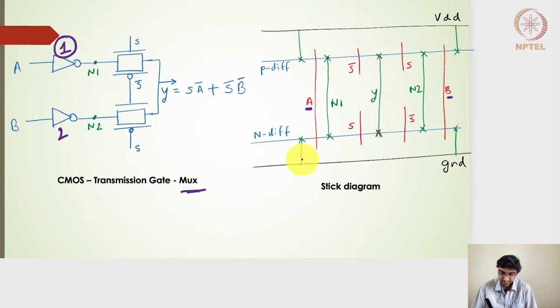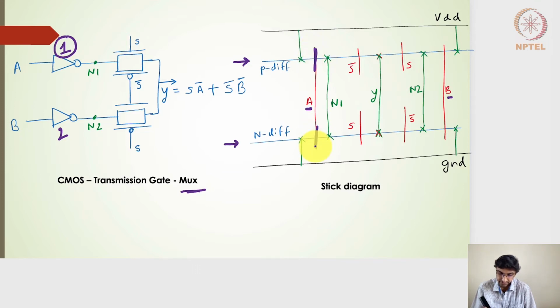The source of the NMOS transistor is connected to the ground rail. Right. So here I want to emphasize that in the P diffusion and N diffusion, wherever you see a polysilicon gate, that represents an NMOS transistor on an N diffusion line. And similarly, on the P diffusion line, wherever we see a polysilicon gate, that represents a PMOS transistor on the P diffusion line. So in this case, the A is cutting here.